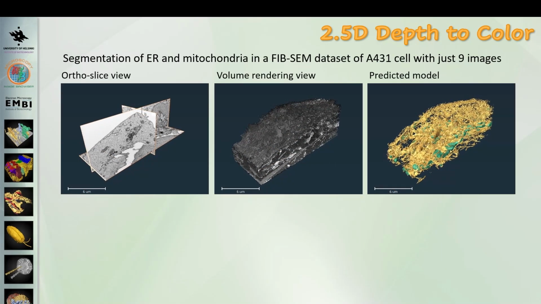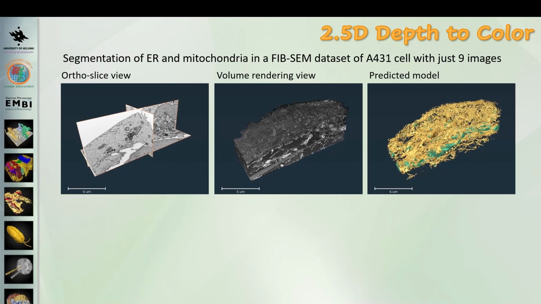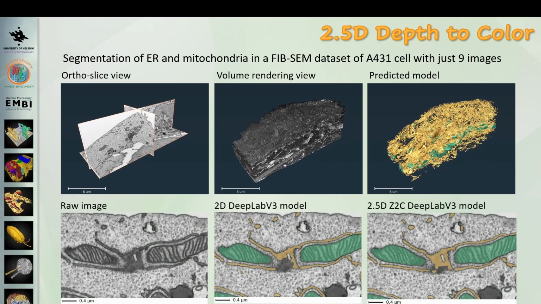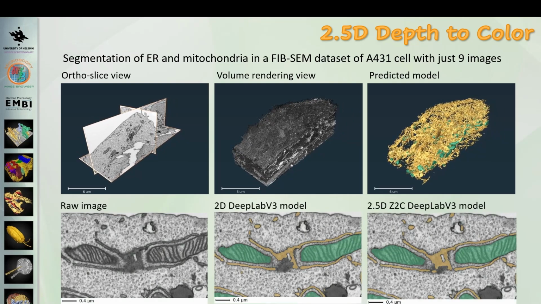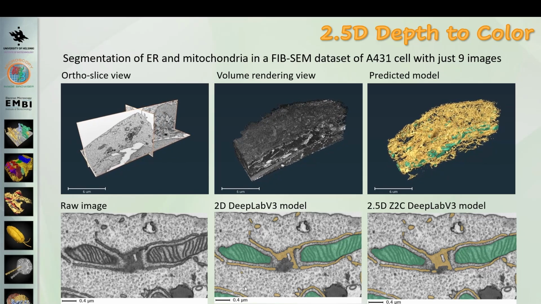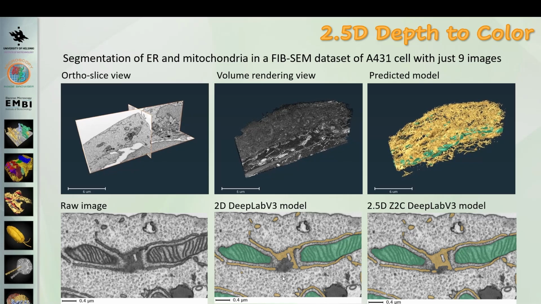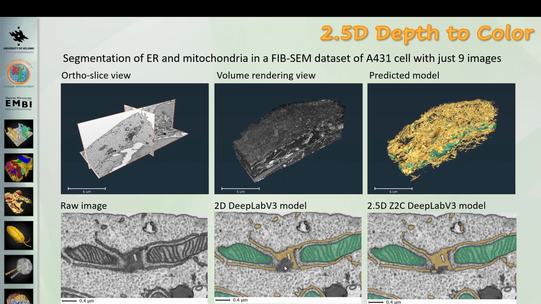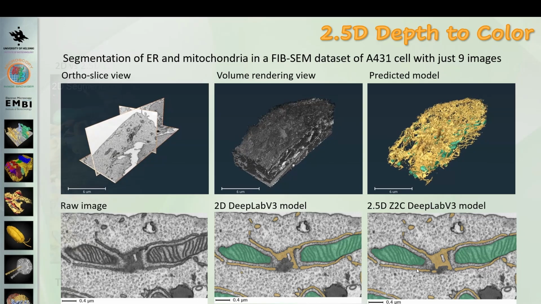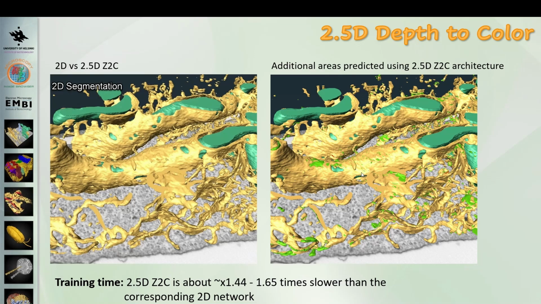Here is one of the examples, also of the FIB dataset, of a model of endoplasmic reticulum and mitochondria. The benefit that a 2.5D network can give you is that it can fill up the gaps which the 2D network sometimes cannot distinguish. Here is one example of ER profiles: in the 2D model they are not detected, while in 2.5D they are detected. The areas that were added with this 2.5D architecture are shown in green here, or you can see the toggling comparison on the left image.